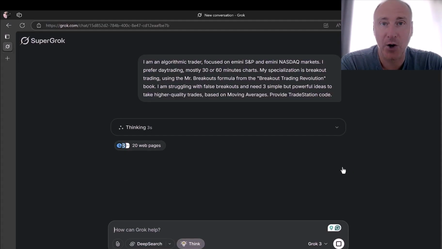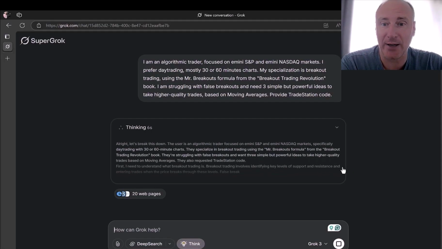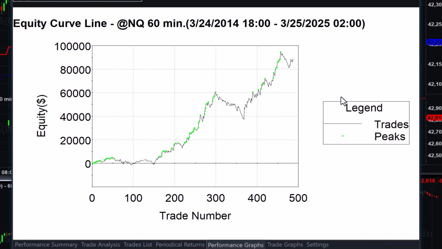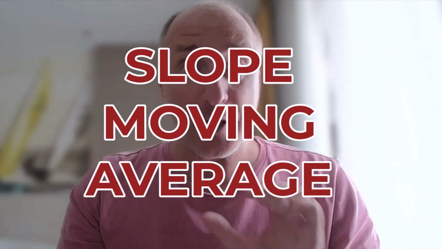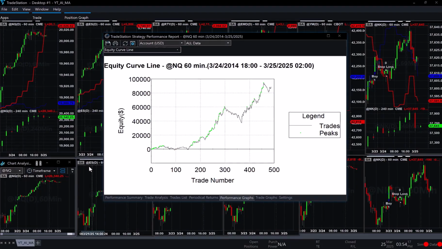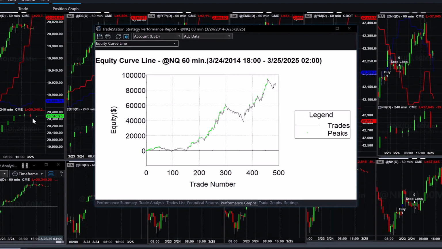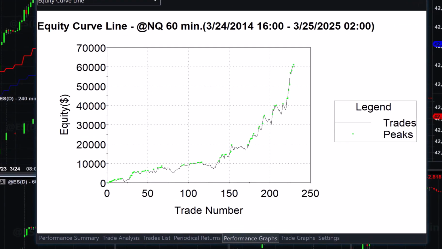In the previous two videos, we asked AI to create moving average based filters, which would help us to improve this particular E-mini NASDAQ strategy. After a few attempts, we got a great idea for a slope moving average indicator, which basically helped us to get the strategy from this to this. However, is this slope moving average proposed by AI any good, or was it just coincidence? Let's find out in this video, where we're going to put the AI slope moving average through scrutiny.